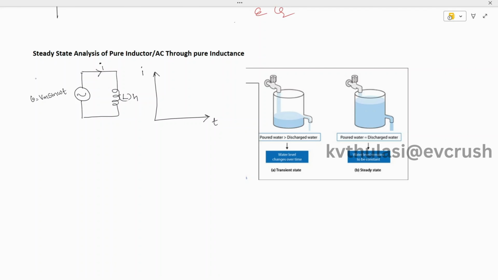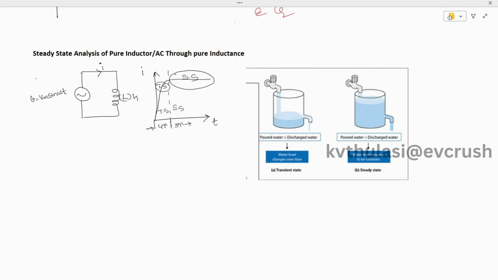Whenever you give an AC sinusoidal supply to an inductor, basically it will try to charge. After getting charged it comes to a steady state. We are not discussing the transient state, where this time is called the transient state and the later state is called the steady state. The transient state is available for a shorter time, which is about 4 tau, and after 4 tau the inductor comes to steady state. The behavior of the inductor in this state is called steady state.